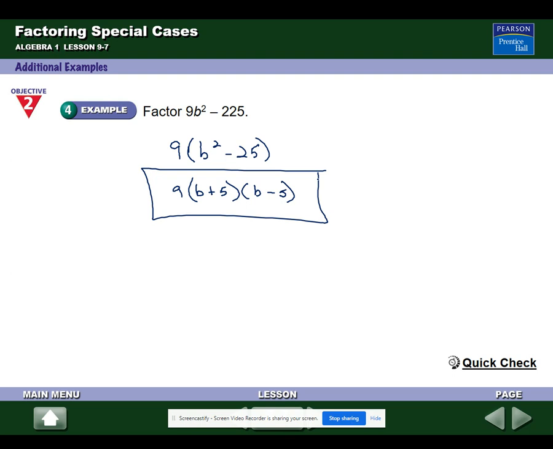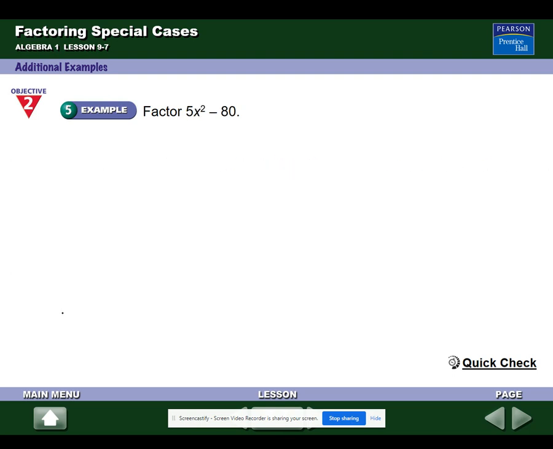And one more. Similar to the last one, you can take out a 5 though. You look at that and you think, well, that's not a difference of squares, right? 5x squared is not a perfect square. 80 is not a perfect square. But if you would divide out a 5, it will be. 80 divided by 5 is 16. And then you can quickly factor that into x plus 4 times x minus 4.